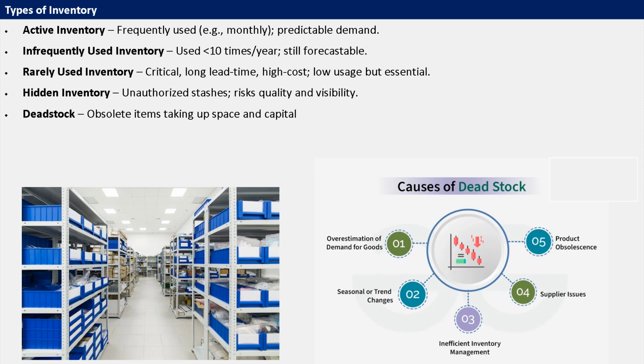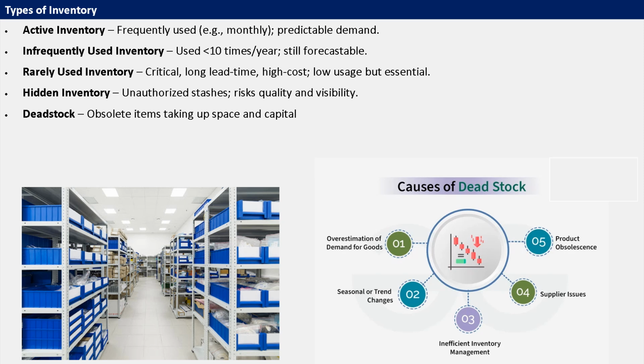Inventory in a maintenance environment is categorized based on usage frequency, criticality, and visibility. Active inventory refers to items that are used regularly, typically once a month or more. These parts have predictable demand and are essential for daily operations, like filters, lubricants, or fasteners.